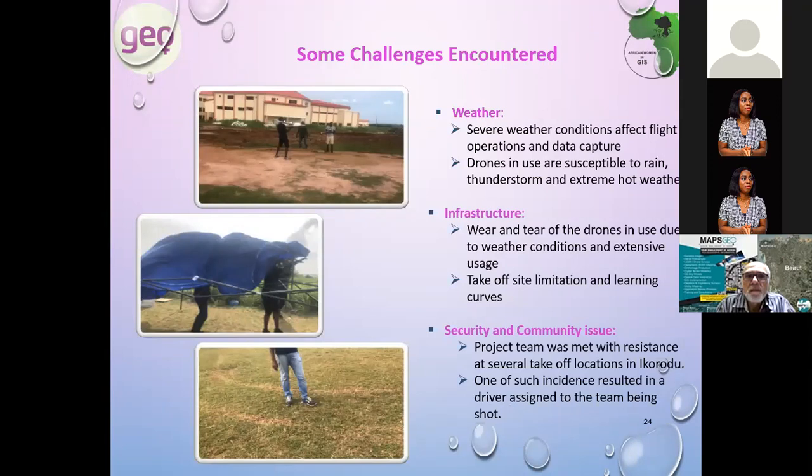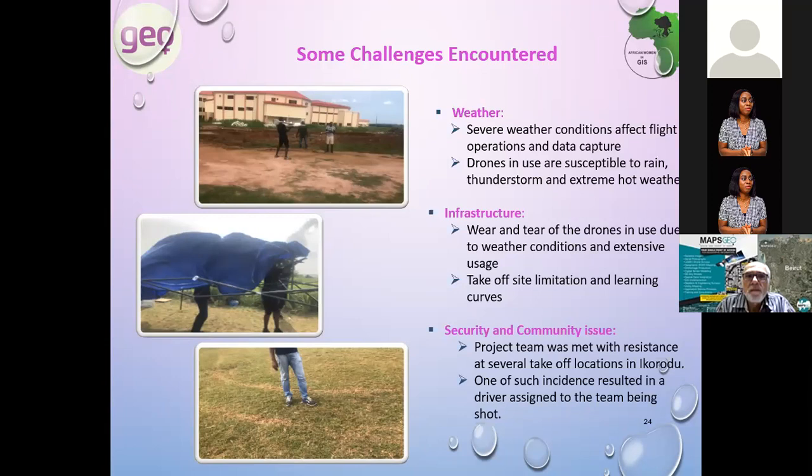So many things happen on field. You get to a particular location, they are quite friendly, and you get to another location and they are quite hostile. You get to a particular location and they understand the technology. They've seen it before in the movies, they've seen it live and direct, and so they understand what you're doing. And some communities are just totally ignorant of what you're doing, and because of ignorance, they just frown at it.